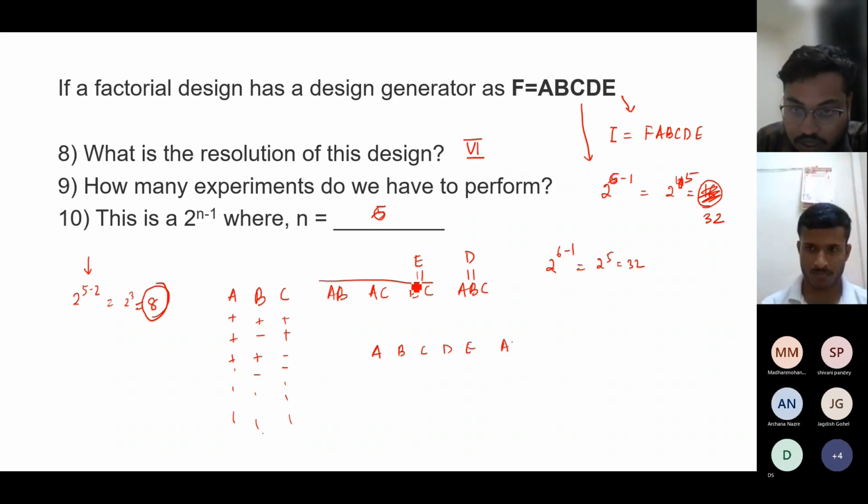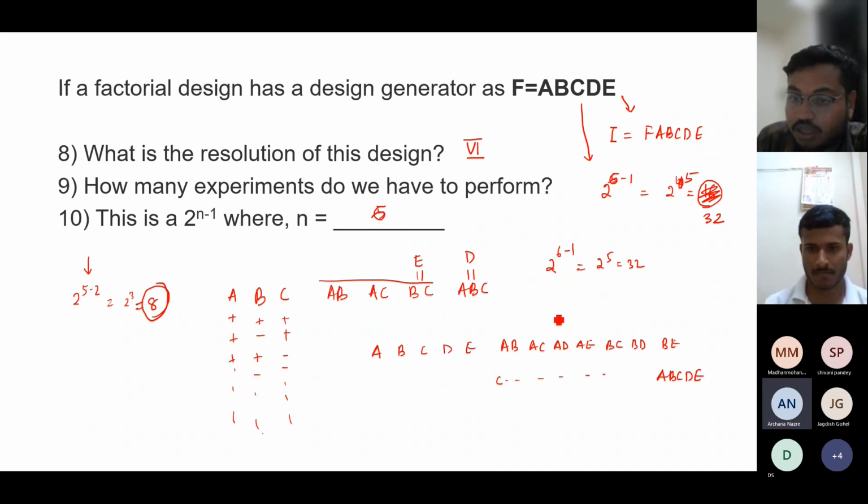Then we have AB, AC, AD, AE, BC, BD, BE. Okay, this I understood. Next line. Till the end, it's ABCDE. All of these we'll have, and all the three-factor terms like ABC, BCD, and ABCD. Okay, you got that.